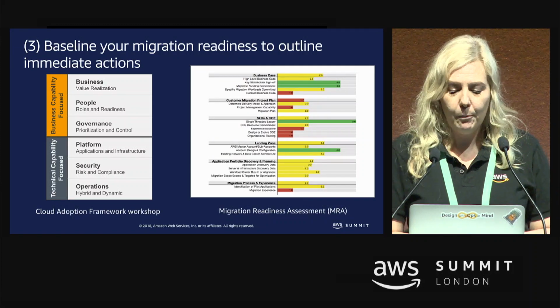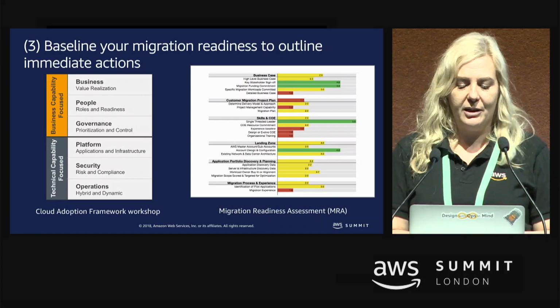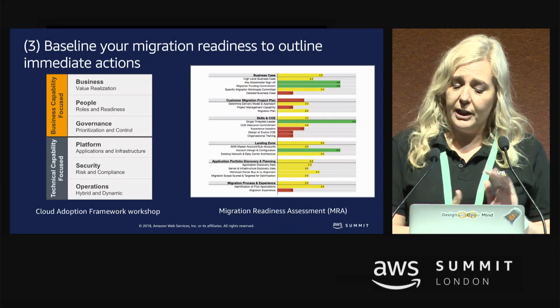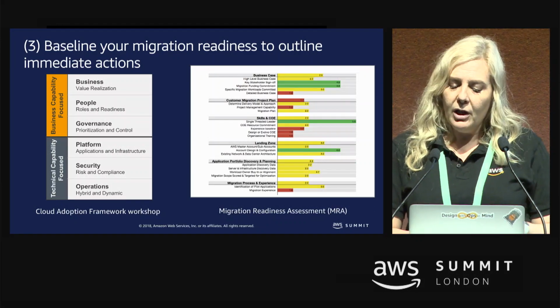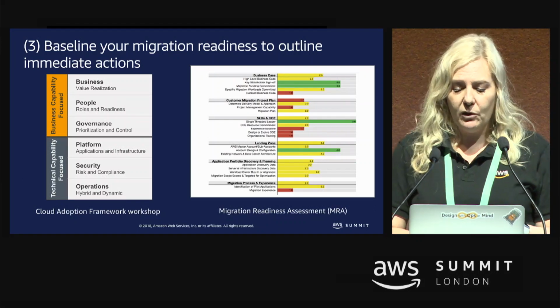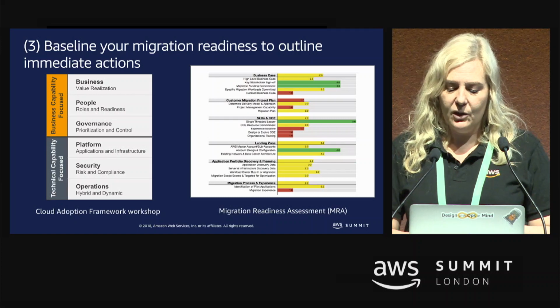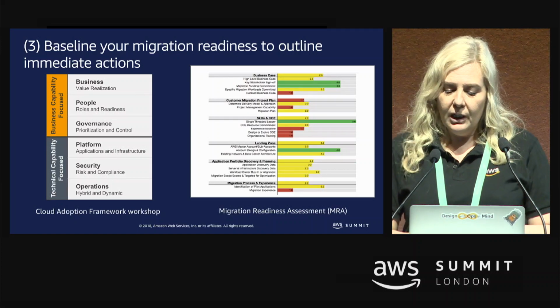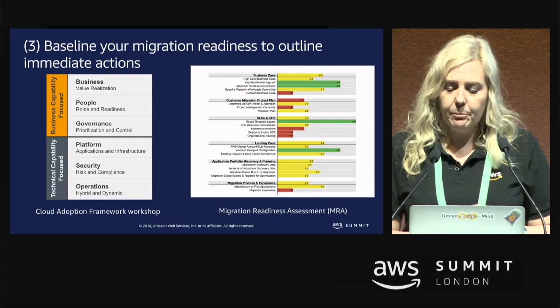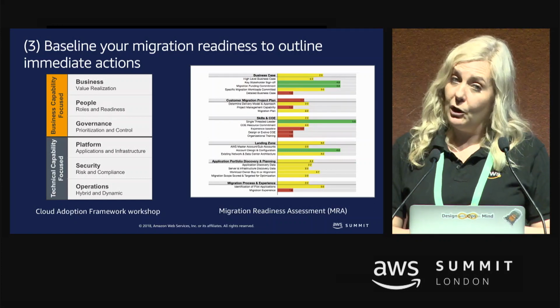So there we have our first 3 best practices that help you to identify your business drivers and goals and your priorities, secure your executive sponsorship, and then assess your migration readiness, outlining your immediate goals. As Anya said at the beginning, these best practices are not all about the technology.